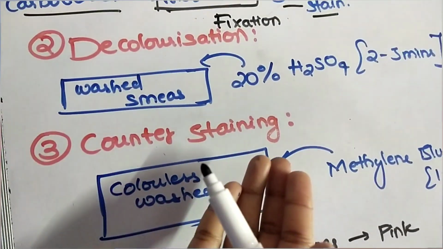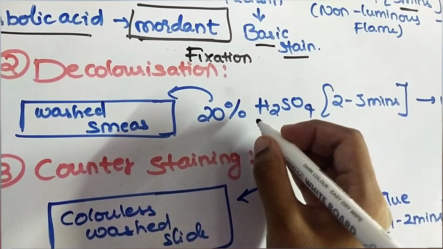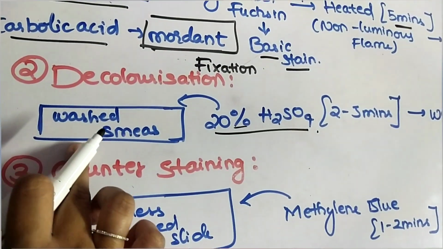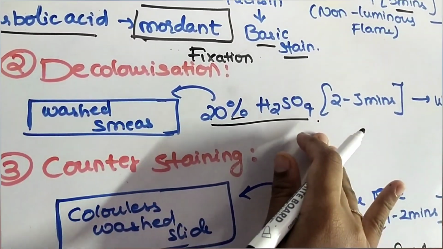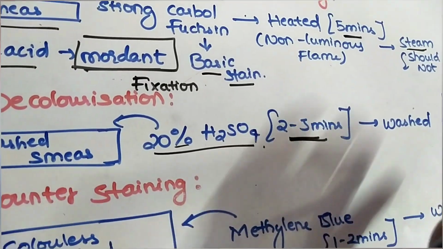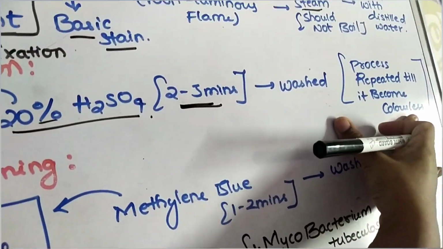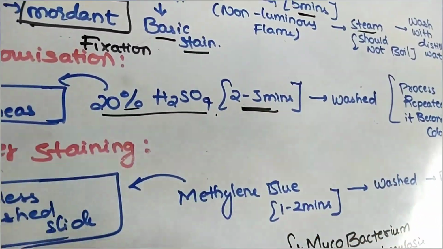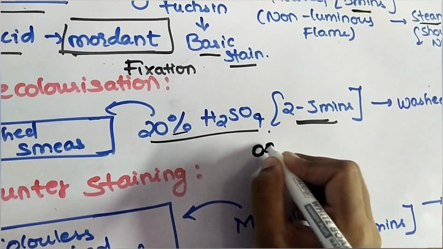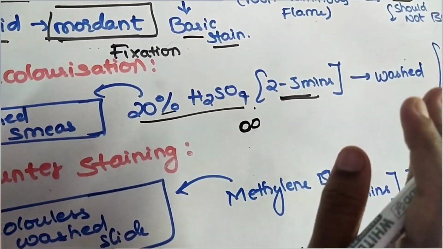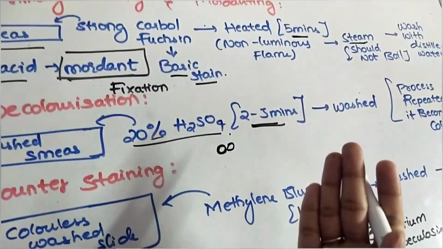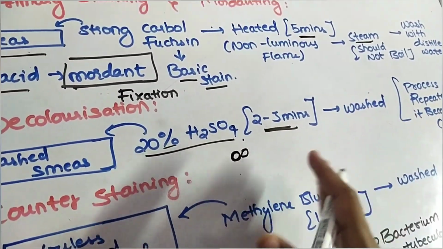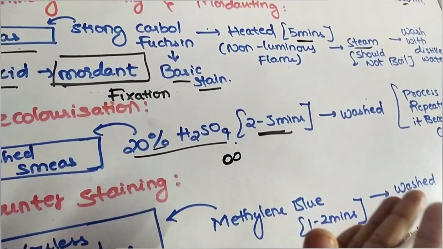Now the decolorization. For decolorization, we'll be using 20% H2SO4. The washed smear is coated with 20% H2SO4 for 2 to 3 minutes and then washed. This process is repeated until the slide becomes colorless. The bacteria which take up the pink color of strong carbol fuchsin will remain the same, but the non-acid-fast bacteria will leave their color. So we repeat this step until the slide becomes colorless.